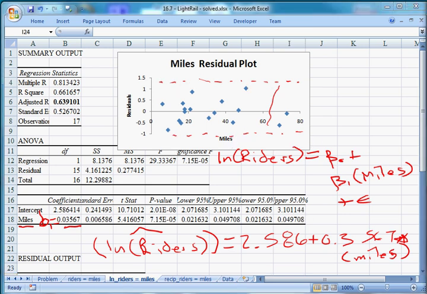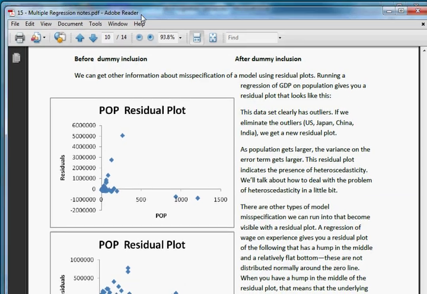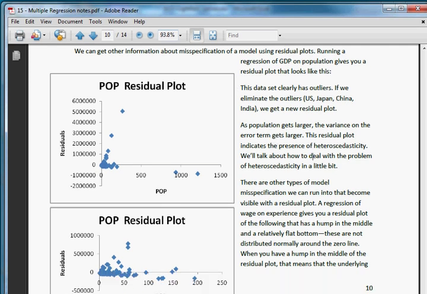In any case, I could show you a few more residual plots just so you can get a feel for what these look like. These are from the multiple regression notes, so you can take a look at those notes directly if you like.